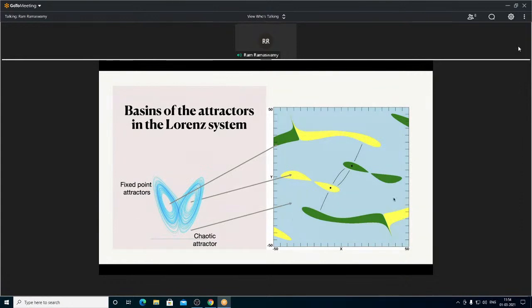so here is the space of initial conditions. If I start over here, I will go to the chaotic attractor. If I start in the yellow region over here, I go to one stable fixed point. If I start in the blue region over here, the green region over here, I go to the other fixed point. And so the entire space is made up into regions which go to one attractor or to the other attractor or to the third attractor, because here there are 3 attractors.